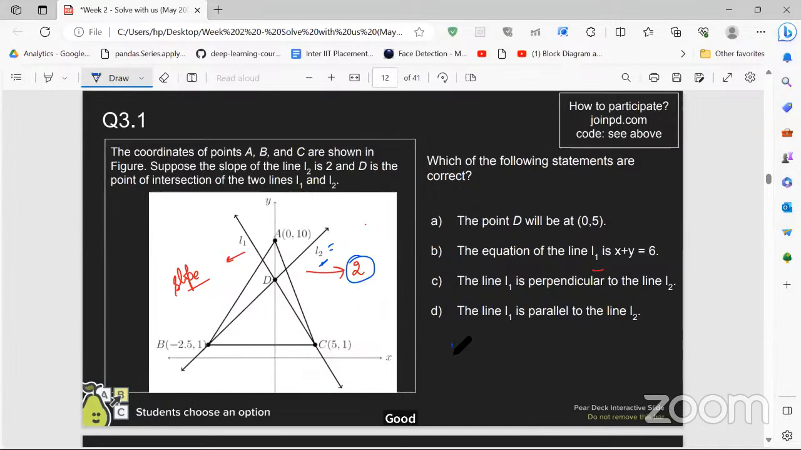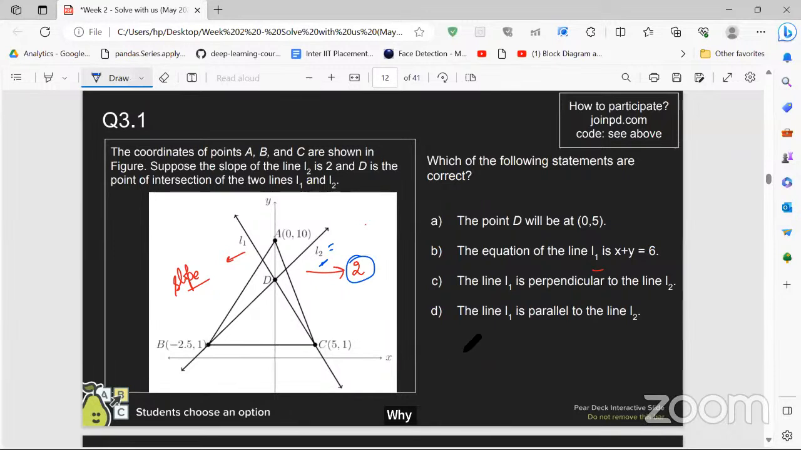Okay, the slope is what? What's the equation? Can you tell me again? I can't hear you. Please tell me one by one.